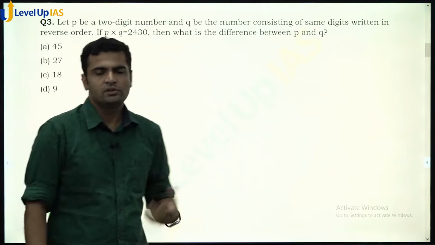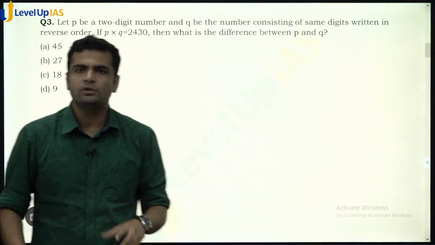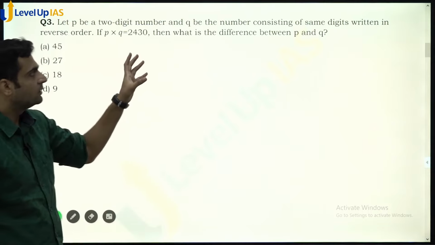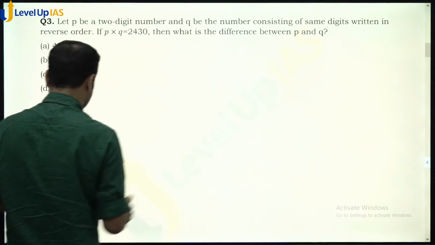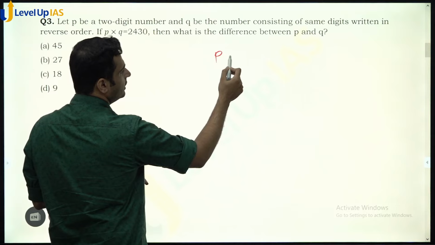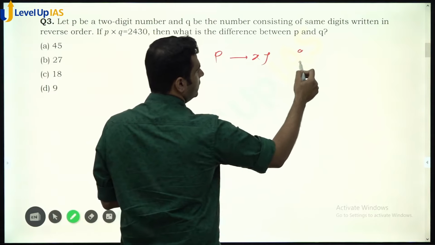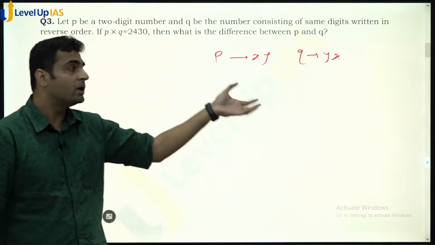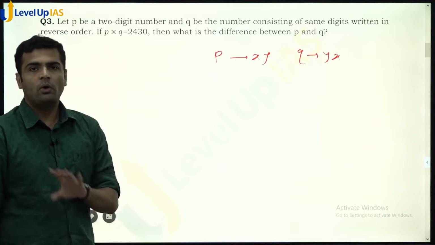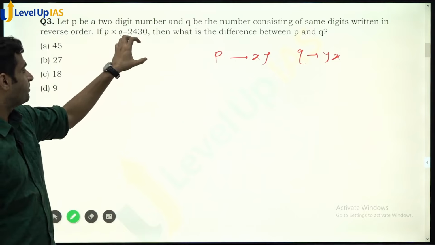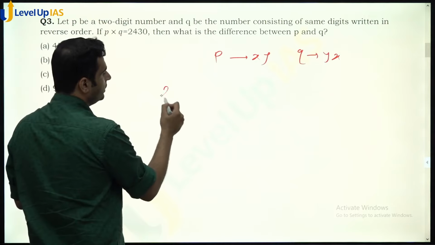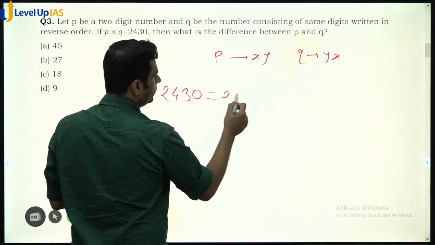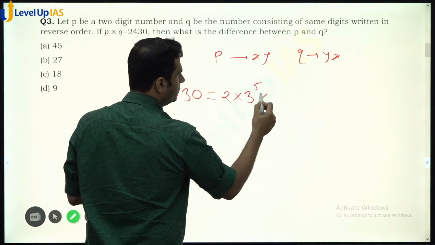Now see, this is a very simple question again. All you have to do is know what prime factorization is. That is all. Now there is a 2-digit number P, which is like XY, and Q is like YX. It is a reversal of those digits, and the multiplication of those two numbers is given as 2430. All we need to know is the prime factorization of this number 2430. Now 2430 is equal to, I'm just doing it directly, 2 into 3 raised to 5 into 5.